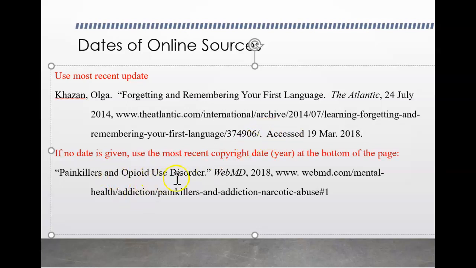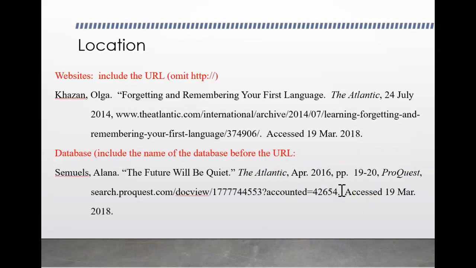So in the case of painkillers and opioid use disorder, WebMD, this is a great source of factual information. There's no author for it, so you see I begin with the title, the web page title in quotation marks, then the name of the website, 2018 as the publication date. When I found it, then comes the URL. Now, for websites, it is recommended that you include the URL, but first you omit the http:// part of it. Again, that's one of the recommendations.